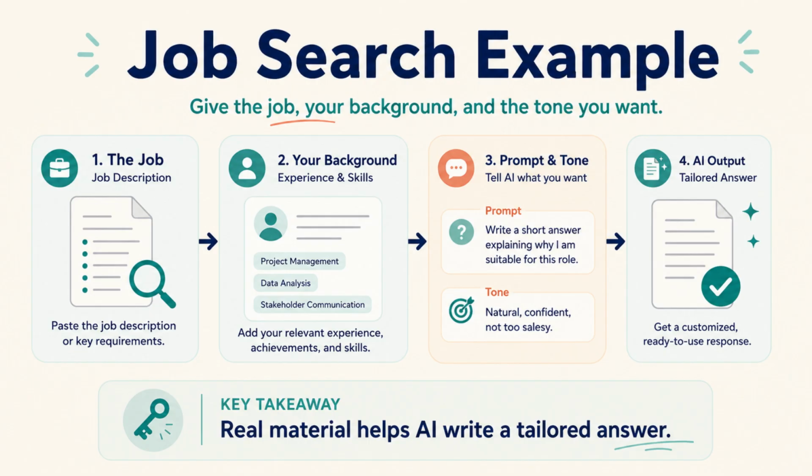Here is another example for job search. "Here is the job description, and here is my career summary and skills. Help me write a short answer explaining why I'm suitable for this role. Keep it natural, confident, and not too salesy." Now, AI has the real material. It knows the job, it knows your background, it knows the tone you want. So the answer becomes much more specific and useful. That is why context is the cheat code. It helps AI understand the real situation before it tries to answer.